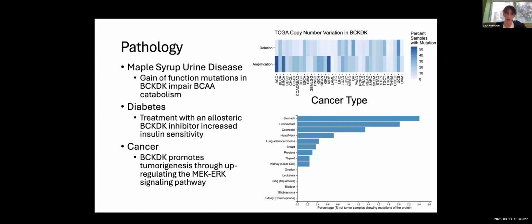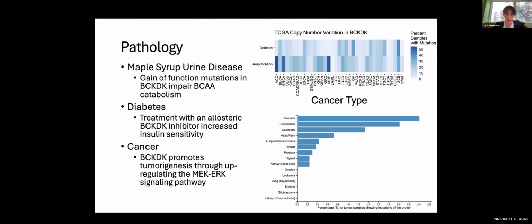So the gain of function mutations in BCKDK can impair BCAA catabolism, but the phenotypes for maple syrup urine disease caused by that are usually quite mild, with intermittent symptoms. And then BCKDK is also connected to diabetes, both through its direct effects, where it phosphorylates and activates ATP citrate lyase in hepatocytes, and by increasing levels of branched chain amino acids in the plasma, which can lead to insulin resistance.